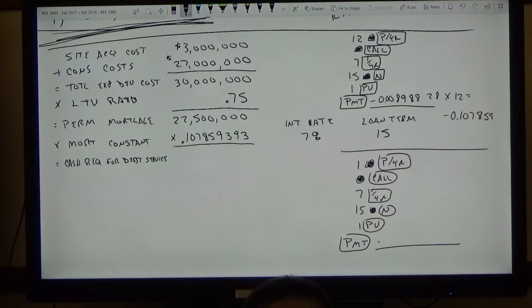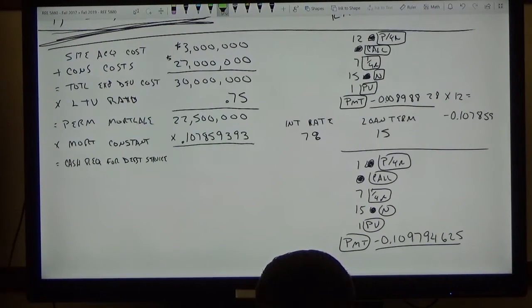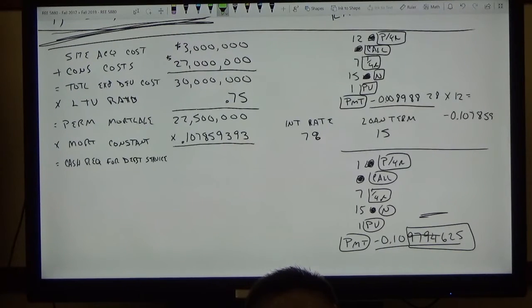Okay, you see it's slightly different. 0.10979465. Now you're seeing it's slightly higher. Actually, this is a good little discussion point. You can see it's different as we get to the third decimal place. And it's higher if it were annual than if it were monthly. There's a reason for that.